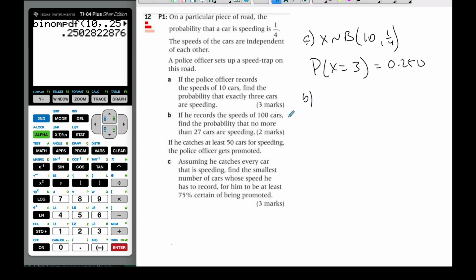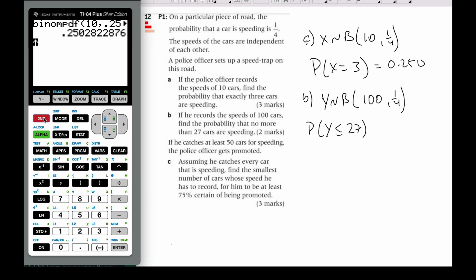Going to B part now. If it records the speeds of 100 cars, find the probability that no more than 27 cars are speeding. Well, we have to recognize that this is not the same distribution. It's a new one, so we're going to call it Y. It is still binomial, but our trials is different. There's 100 cars with 25% chance. And so I want the probability that Y, no more than 27 means less than or equal to 27.